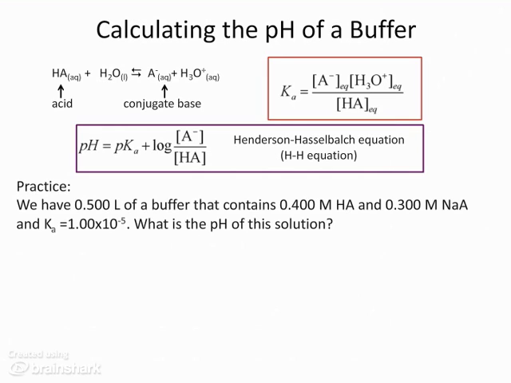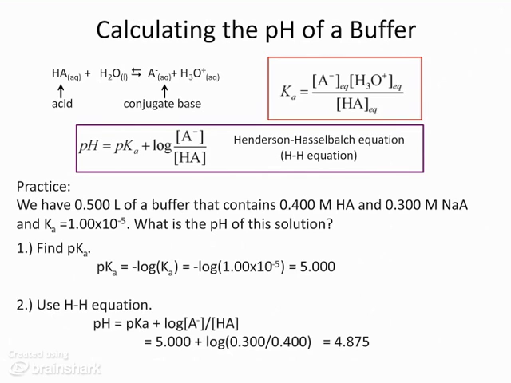Now let's practice. If we have 0.5 liters of a buffer that contains 0.4 molar acid and 0.3 molar of the conjugate base, and we know that the Ka for the acid is 1.00 times 10 to the minus 5, we need to find the pH of the solution. First, we want to find the pKa. pKa is the negative log of the Ka, so when we do this, we get 5.000. Now we use the HH equation. pH is equal to our pKa, 5.000, plus the log of the base concentration, which is 0.300 molar, divided by the acid concentration, 0.40 molar, and we get 4.875.